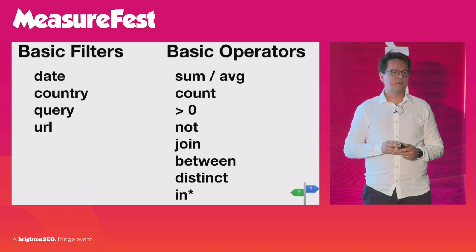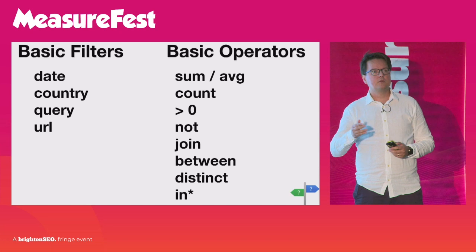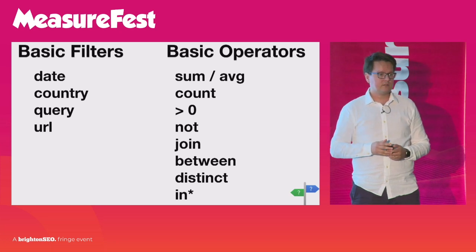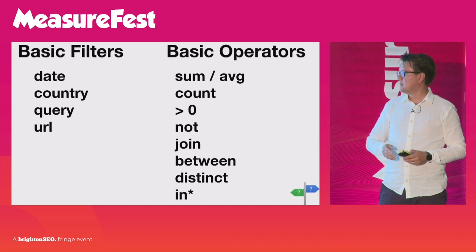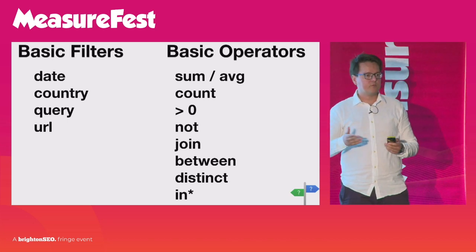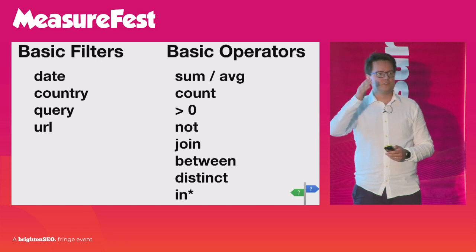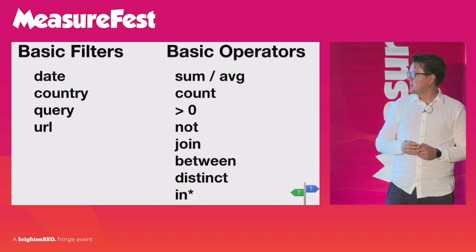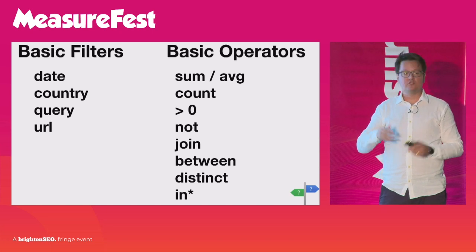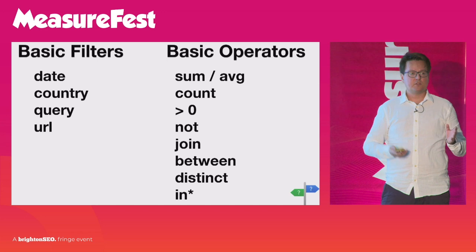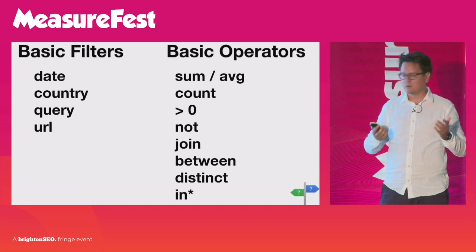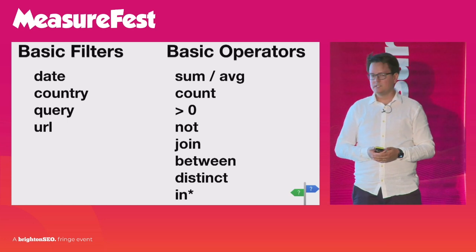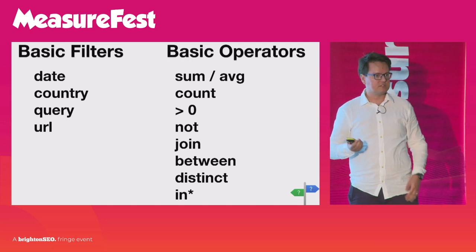Count is very useful for when you need to count the queries, or the keywords, that got more clicks this time period compared to the previous time period. Greater than 0, smaller than 0, very helpful to filter out those queries and those results when you have 0 clicks but impressions. Not to filter out things, join to merge things, between for dates. So let's say January 1st to March 31st, that's Q1, the first quarter of the year. Distinct is almost like the unique formula on Excel.